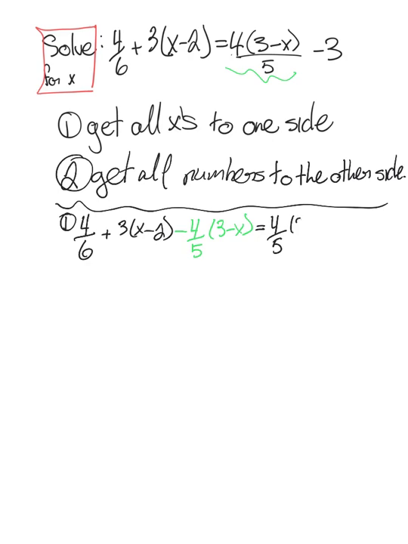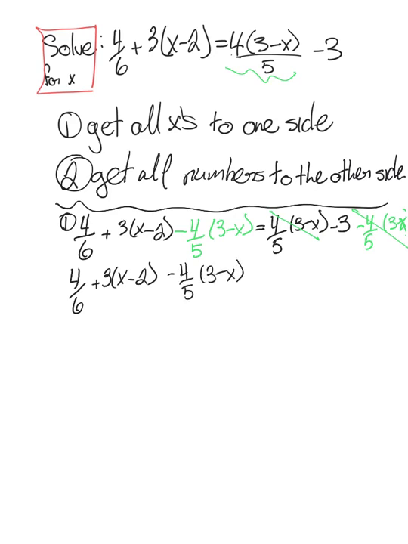which equals 4/5 3 minus x minus 3 minus 4/5 3 minus x. So as you can see, these two terms will cancel out, which will leave us with 4/6 plus 3 over x minus 2 minus 4/5 3 minus x equals -3. So that's our first step. We have now gotten all of the x's over to one side.